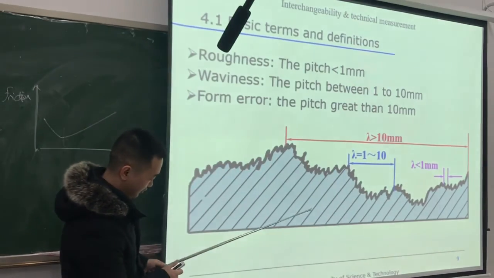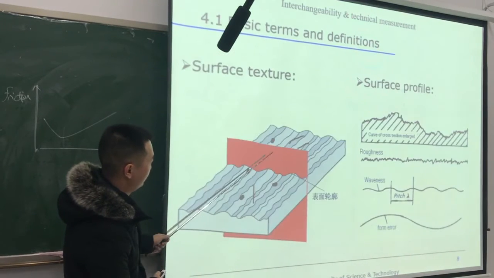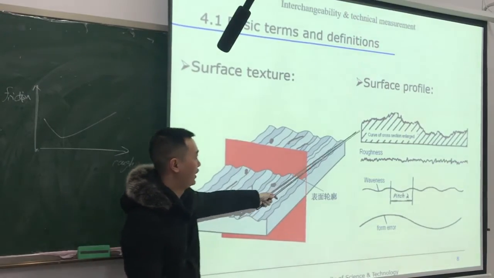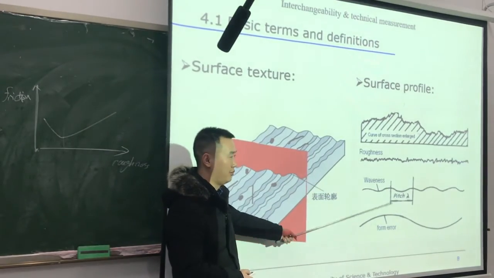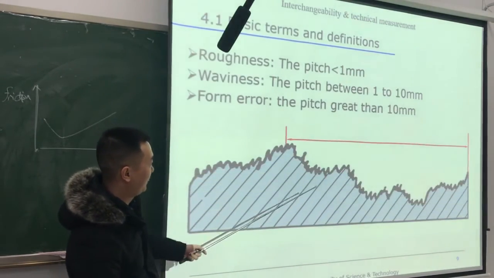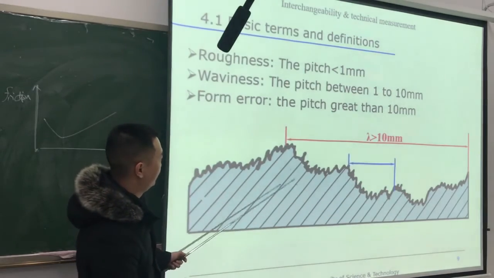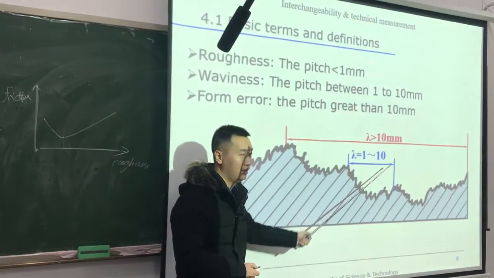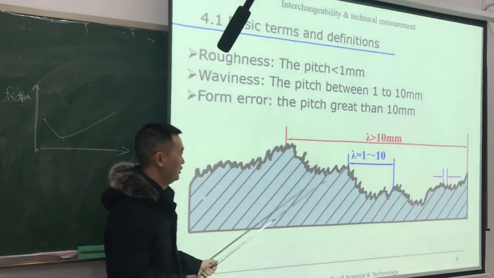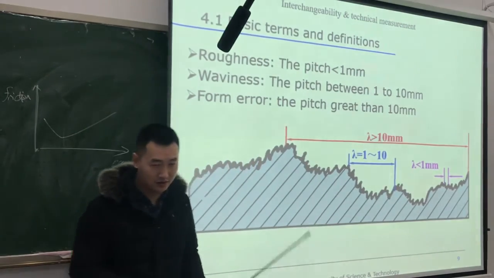So for the original geometrical texture, we use a plane to cut it to get the profile, and the profile includes three parts. For those with pitch larger than 10 millimeters, it's the form error. For those with pitch between 1 and 10 millimeters, it's the waviness. And for those with pitch smaller than 1 millimeter, it's the roughness.